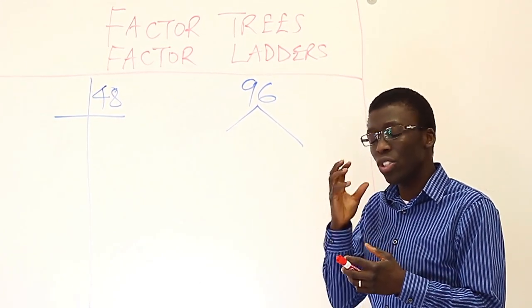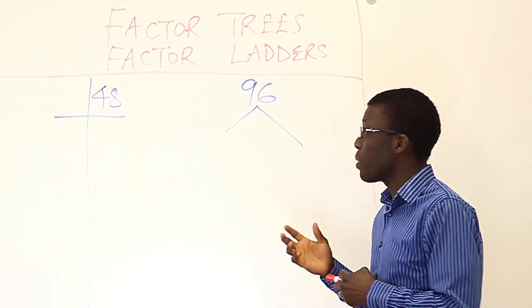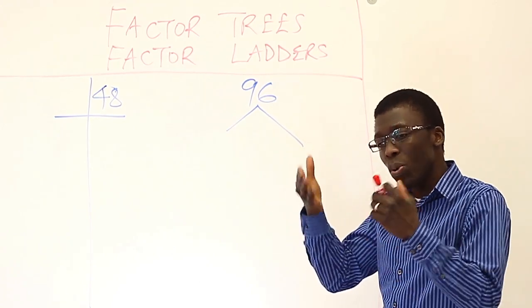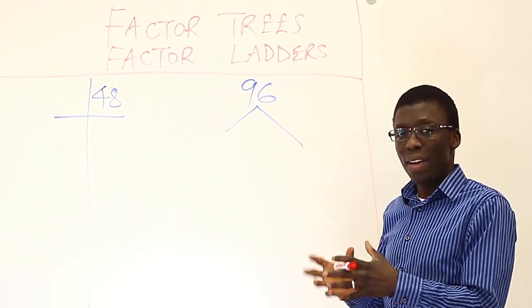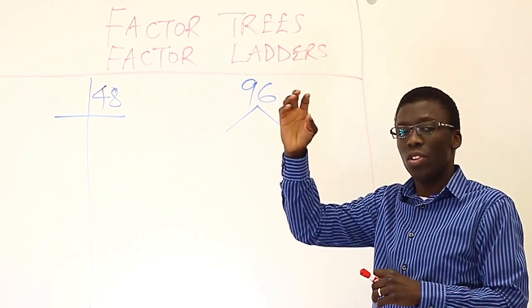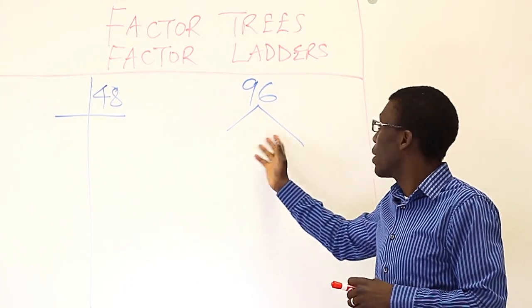It's very important to know how to break them down. It's very, very important. And so factor trees and factor ladders can be used to break numbers down to their prime factors, the numbers that are prime numbers that all multiply to give you the number in question. So let's look at two examples, one with 48 and one with 96.